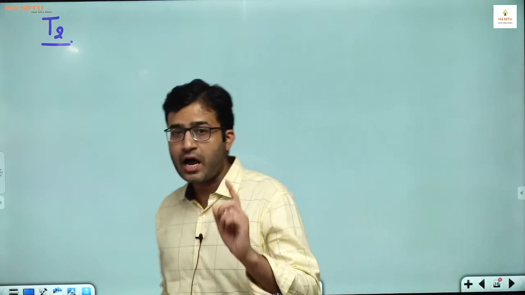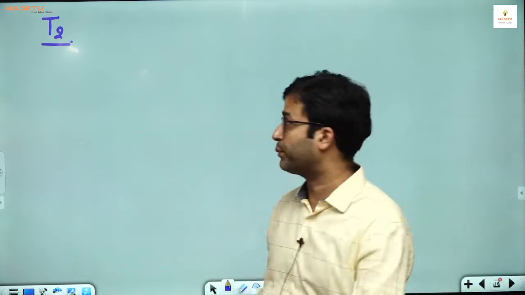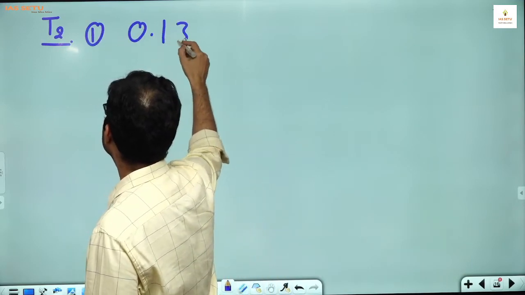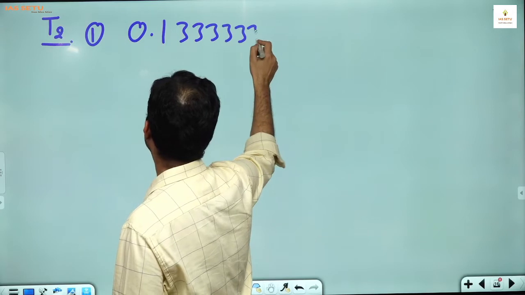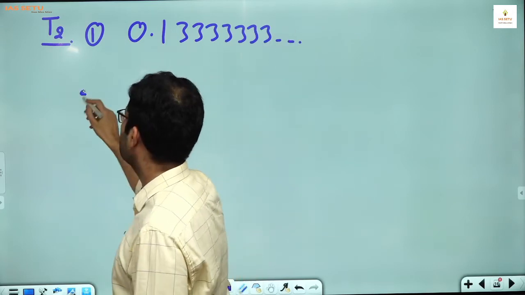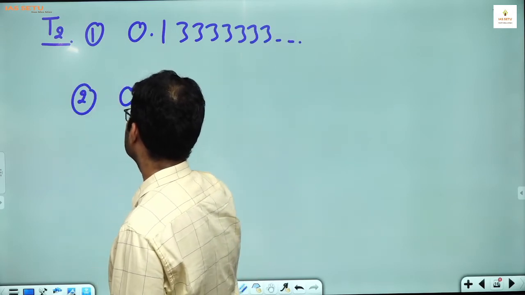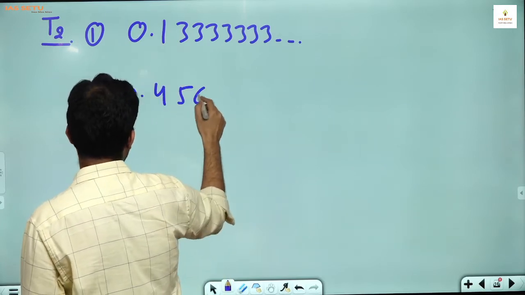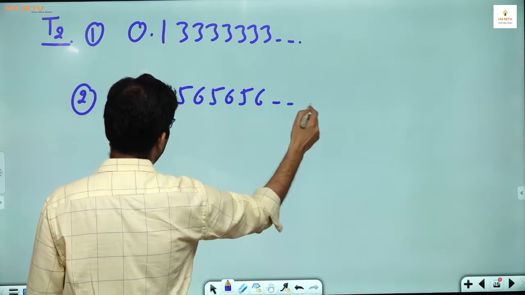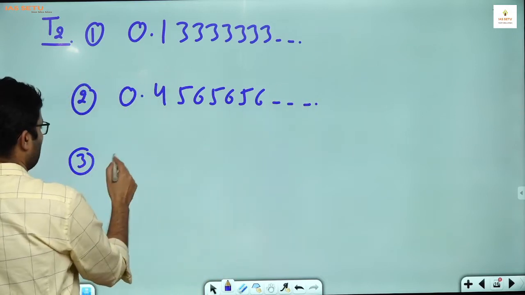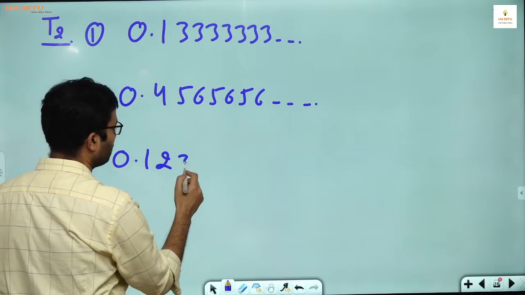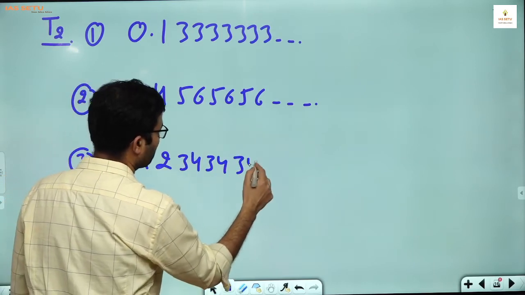Type 2 is where after the decimal there will be a digit, and then there is a repetition. Example: 0.1333333. Second example: 0.4565656. Third example: 0.12343434.